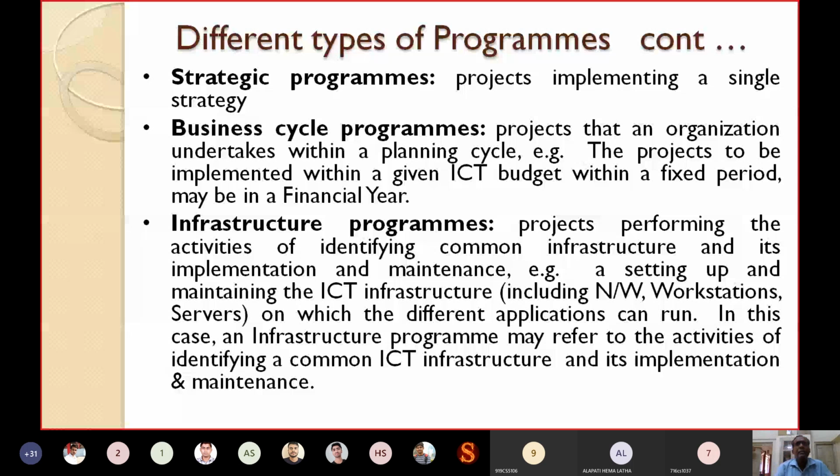These similar projects constitute a program known as an infrastructure program, because here our objective is to identify what is the common infrastructure these projects, this software, need, and here the common infrastructure they need is the faculty database, which is common for all projects, and then once developed, how to maintain that database.